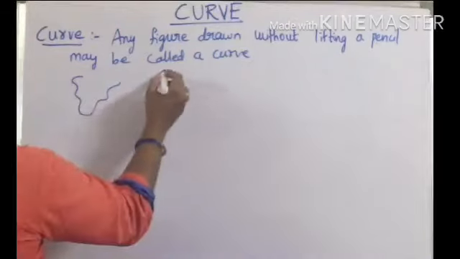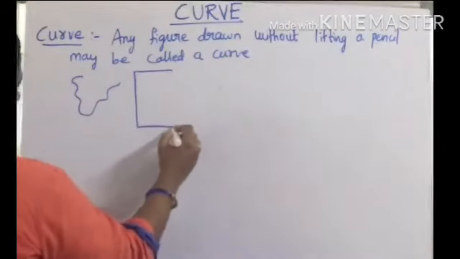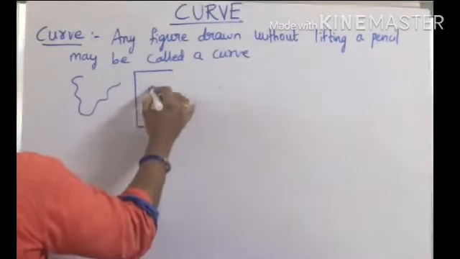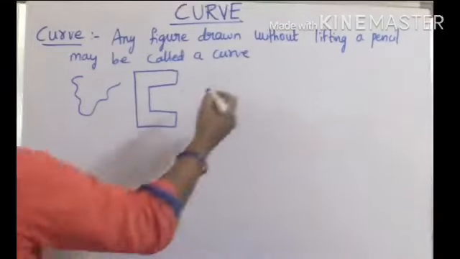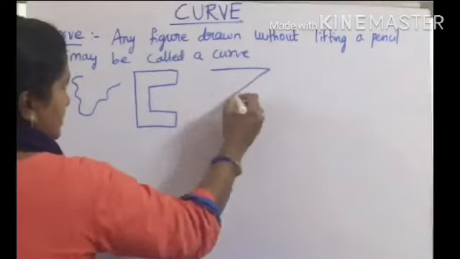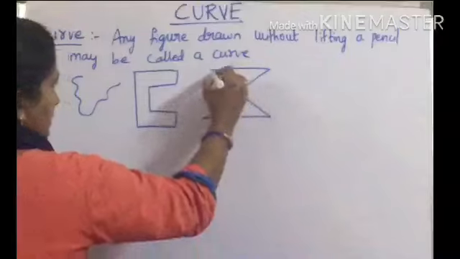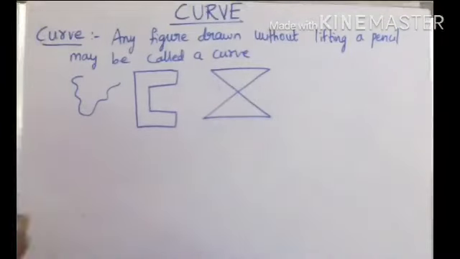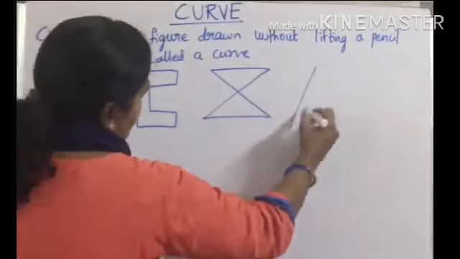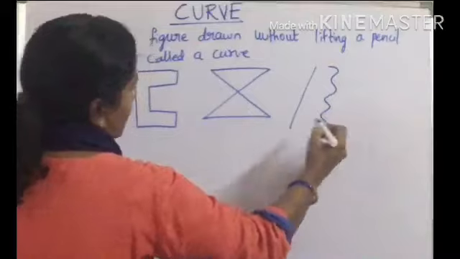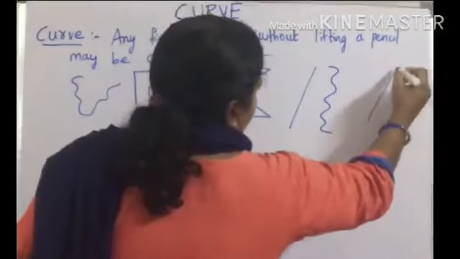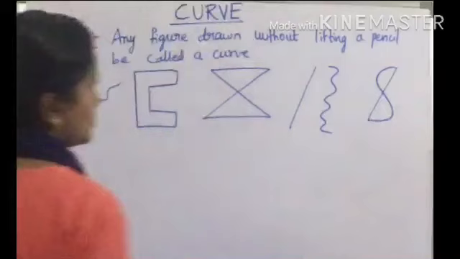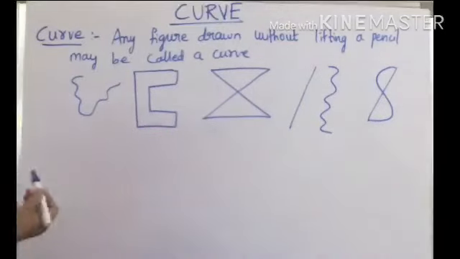Suppose I draw like this. Here also I am not lifting the pen anywhere, so it is also a curve. Next. This is also a curve. Now next, this is also a curve. And if I draw like this, it is also a curve. Next. If I write like this, it is also a curve. So all these are curves.